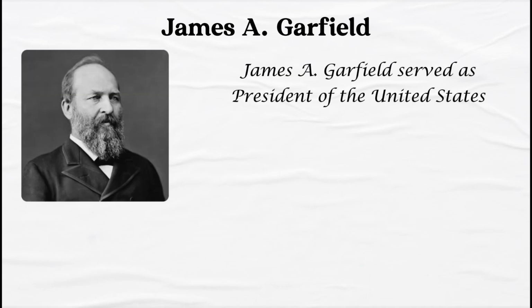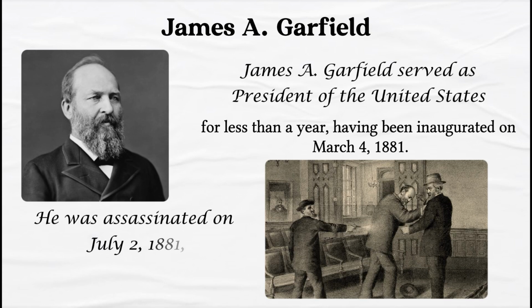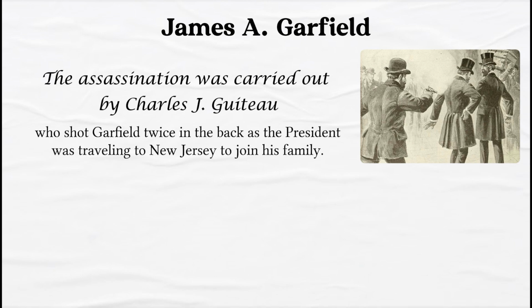James A. Garfield served as President of the United States for less than a year, having been inaugurated on March 4, 1881. He was assassinated on July 2, 1881, becoming the second president to be killed. The assassination was carried out by Charles J. Guiteau, who shot Garfield twice in the back as the president was traveling to New Jersey to join his family.